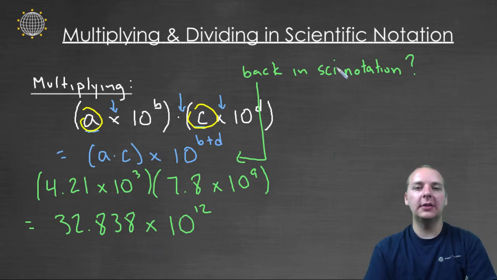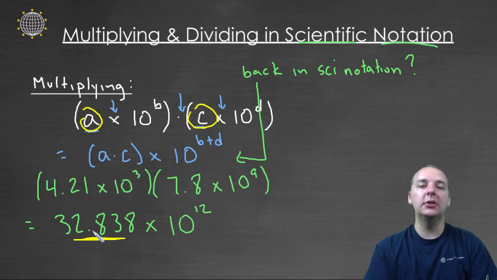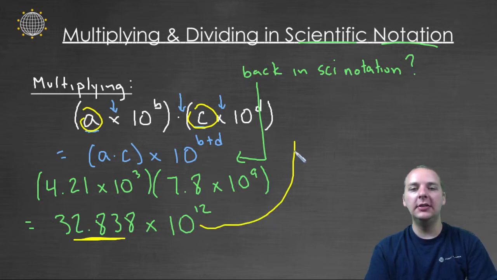This almost looks like it's in scientific notation. The only thing I don't really like is this 32.838. It seems like it should only have a ones digit, not a ones digit and a tens digit. But it's no big deal. It's an easy fix. Let's bring this number up here.